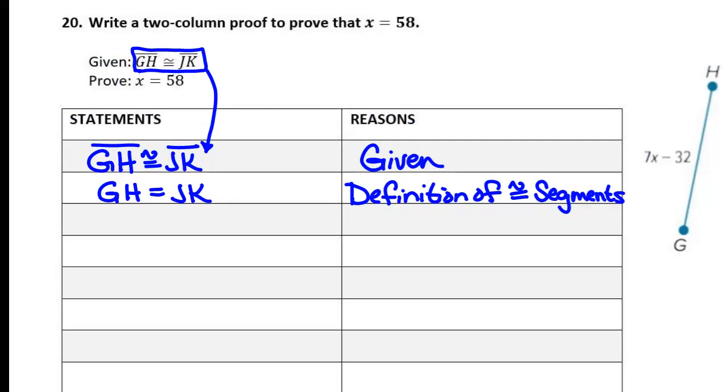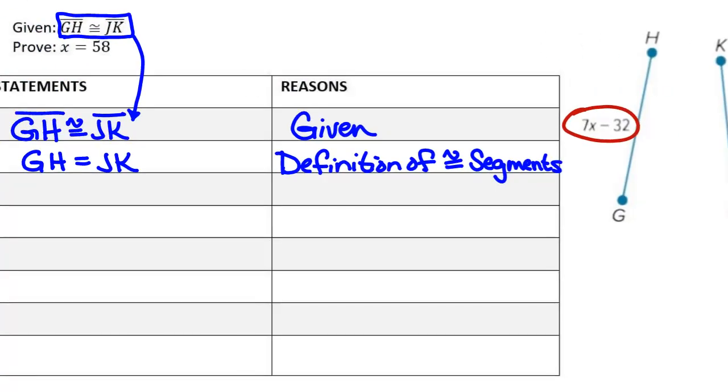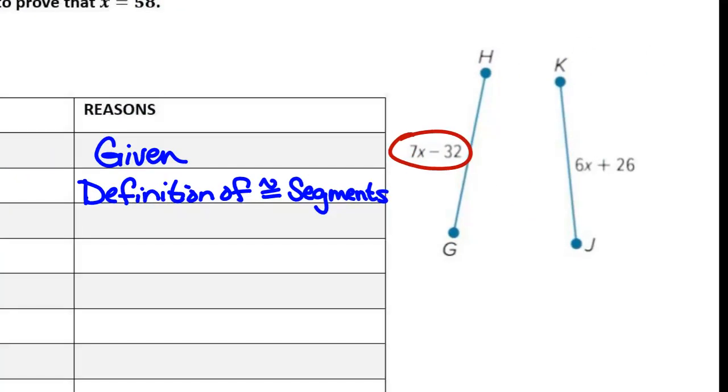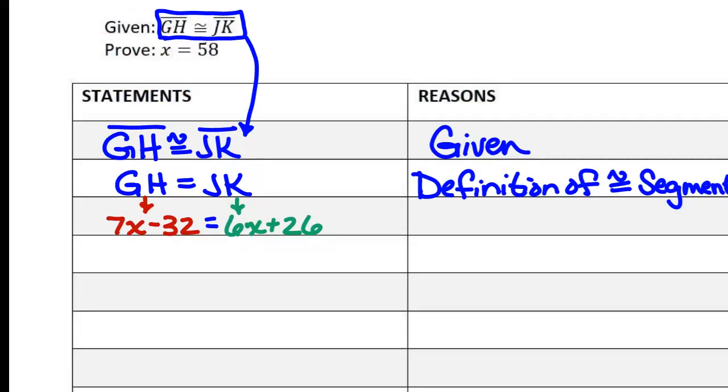Do we know the measurement of segment GH? How big is it? 7x minus 32. So in the place of GH, I'm going to put 7x minus 32. Do we know the size of segment JK? 6x plus 26. So I'm going to put that in the place of segment JK. What did we just use to be able to make those replacements? Substitution.